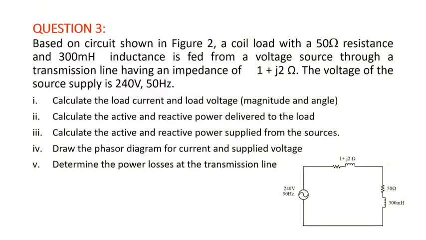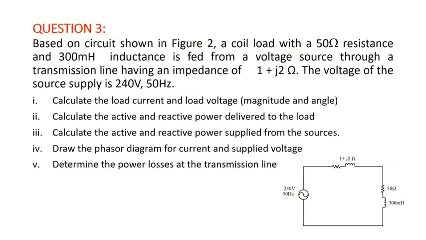For this question, you have to calculate the load current and load voltage, considering magnitude and angles. Then you also have to calculate the active and reactive power delivered to the load, and the active and reactive power supplied from the source. Then draw the phasor diagram for the current and the supplied voltage. The final one is to determine the power losses at the transmission line.